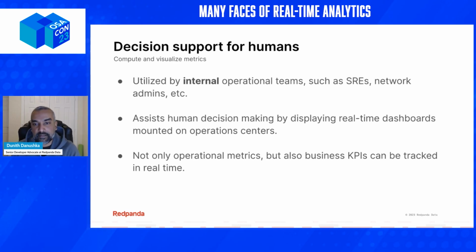Could be health status of a server cluster or something. And not only can they produce operational metrics, but they can also project business KPIs, like how many orders you got within the last 5 minutes and what's the failure rate of an API or something like that.